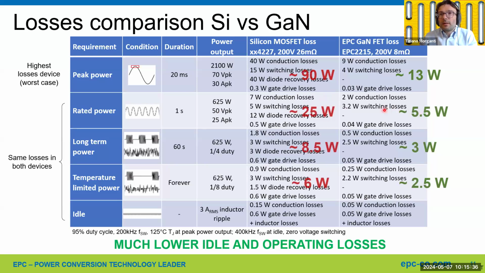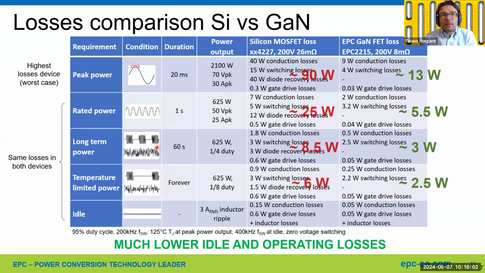And then in the sine wave power, so 3 dB crest factor for a 600 watt amplifier, it's about 25 watt of loss per MOSFET in the silicon case. For the GaN FET, it's about 5.5 watt of losses.